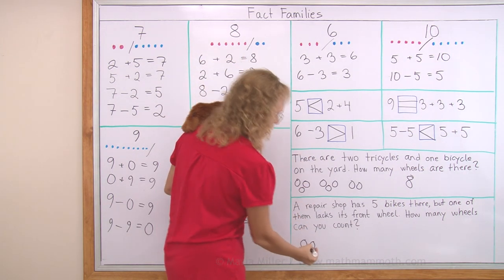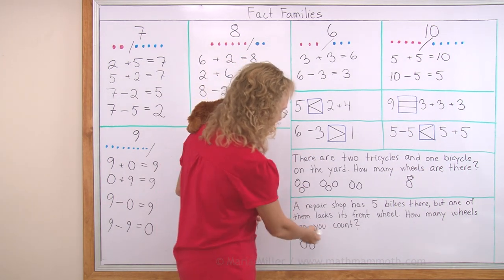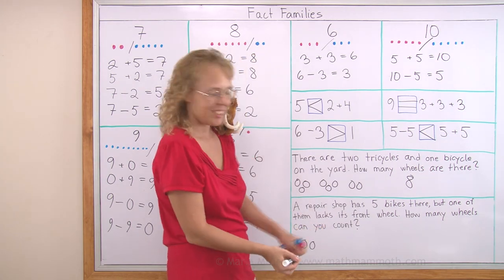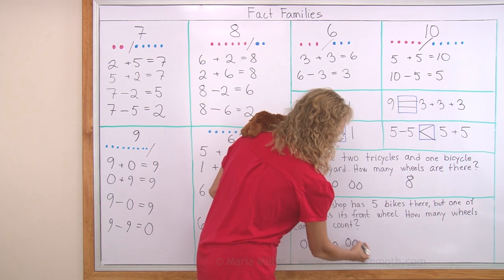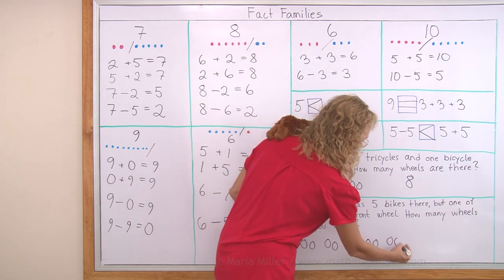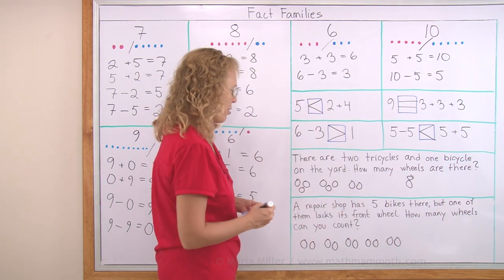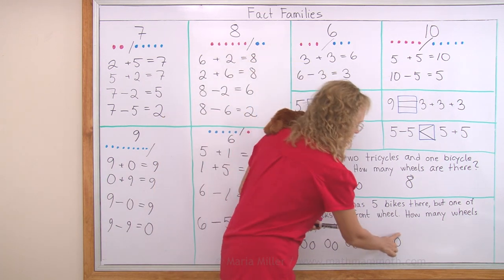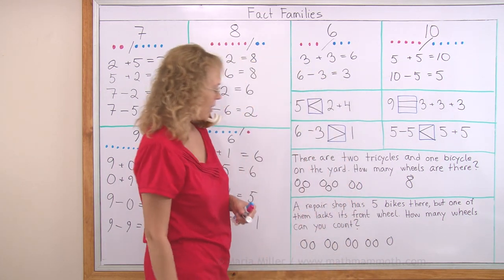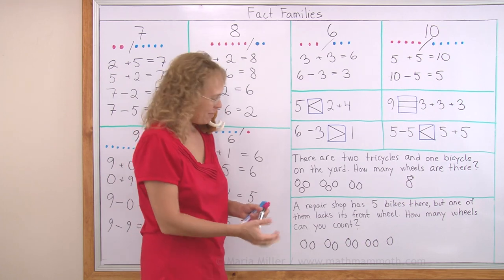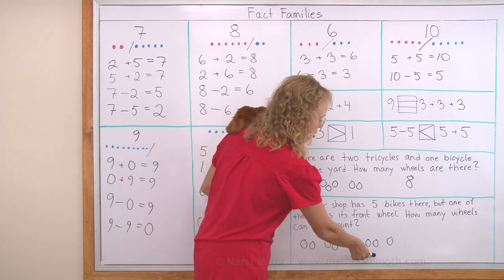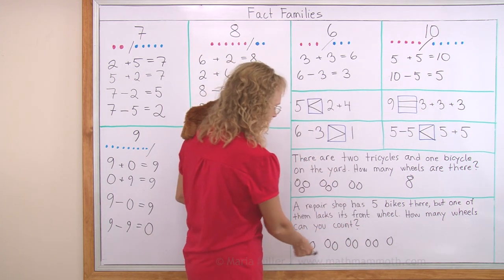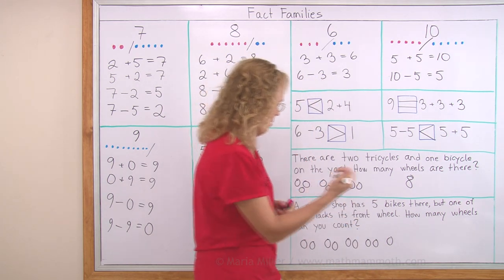Here's one bicycle. Oh, I mean, it's 2 wheels. I won't take time to draw the whole bicycle. Just imagine it's a bicycle, right? Here's another bicycle. And the third bicycle, and the fourth bicycle, and the fifth bicycle. But one of them lacks its front wheel, so this actually is not there. So now how many wheels? We could write an addition. 2 plus 2 plus 2 plus 2 plus 1. I'll just count. 1, 2, 3, 4, 5, 6, 7, 8, 9 wheels.